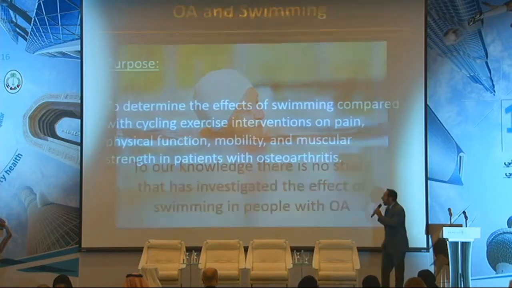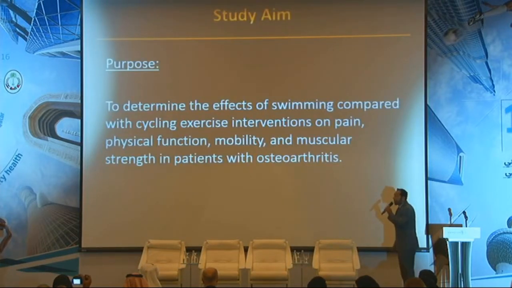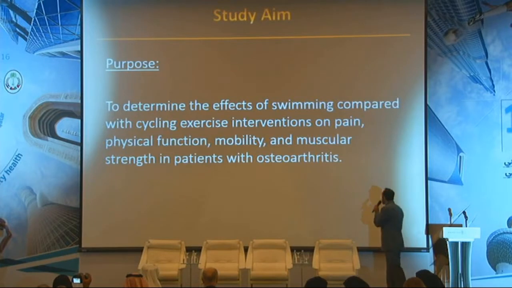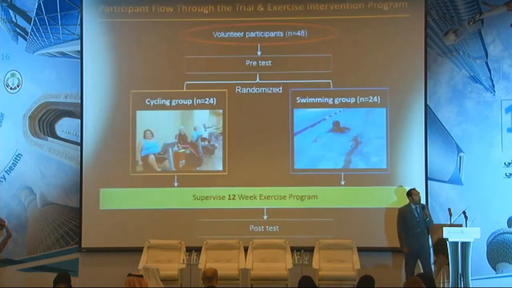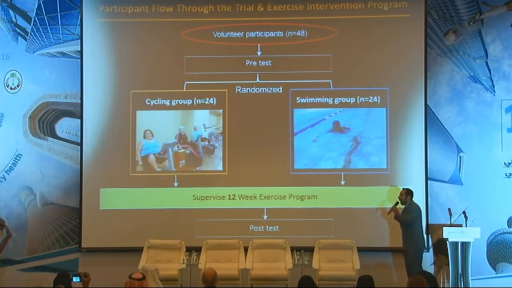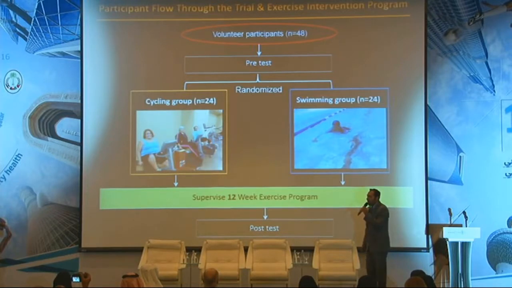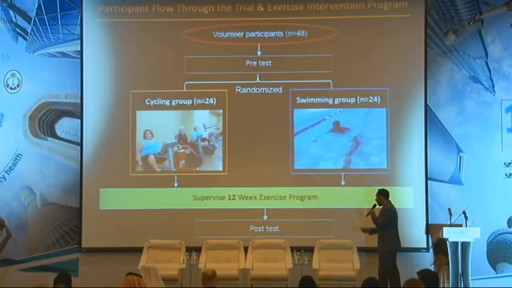And this is why I did the study. The purpose of the study was to determine the effect of swimming compared with cycling exercise intervention on pain, physical function, mobility, and strength in patients with osteoarthritis. I recruited 48 participants. They did a pre-test, then I randomly assigned them into two groups, the cycling group and the swimming group. Then they did an exercise program for 12 weeks, and then they did the post-test.